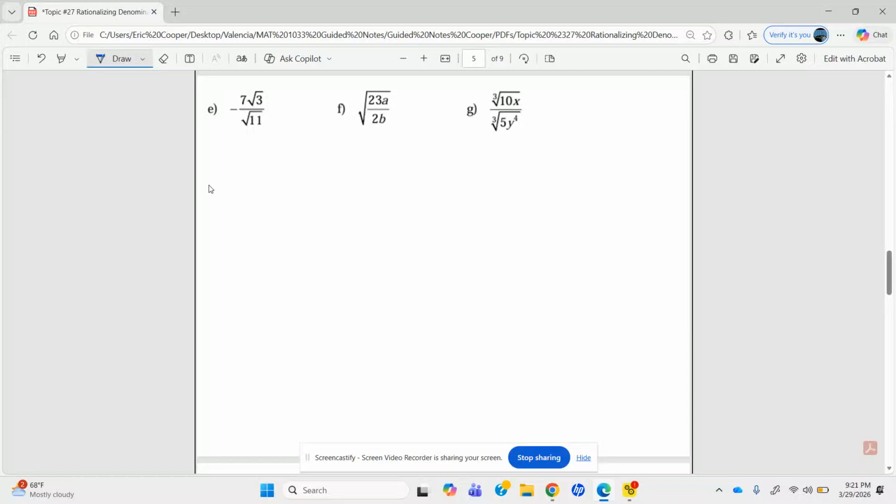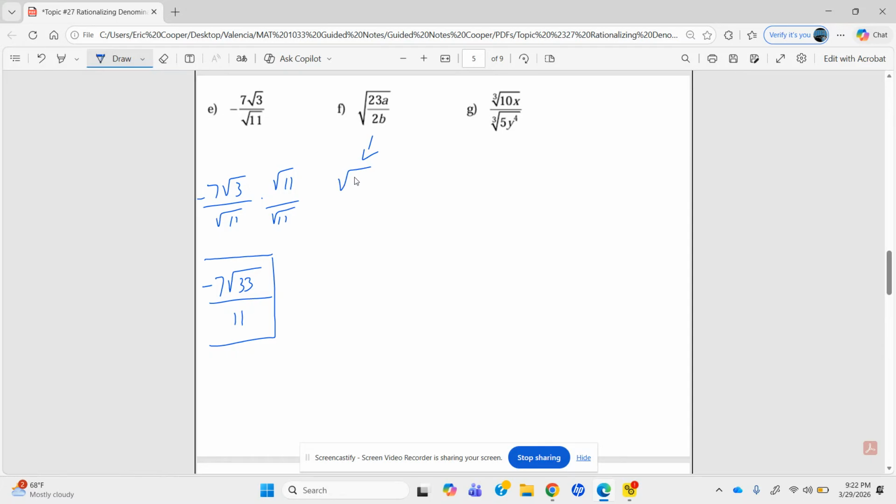Let's try again. I've got negative 7 square root of 3 over square root of 11. So I'm going to multiply both sides by square root of 11. Negative 7 square root of 3 times square root of 11. We're just going to multiply the radicals. So I have negative 7 square root of 33, and here the 11's disappear. 7 and 11 are both prime. 33 is just 11 and 3, which are prime. So this cannot simplify any further.